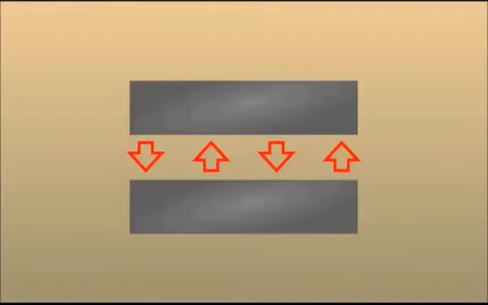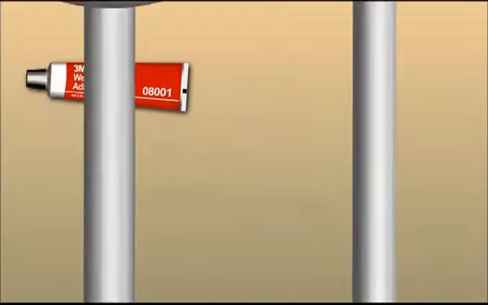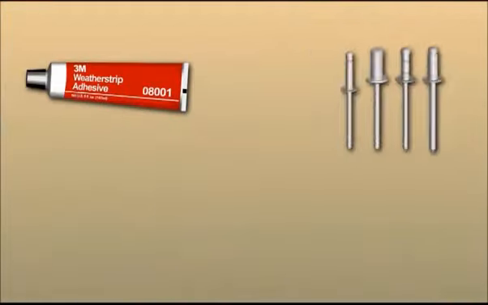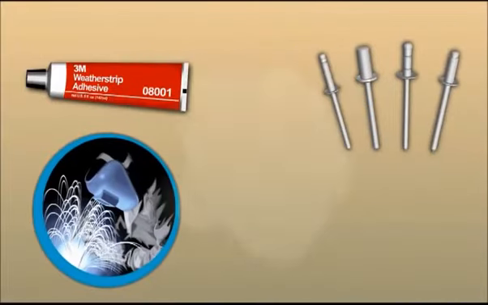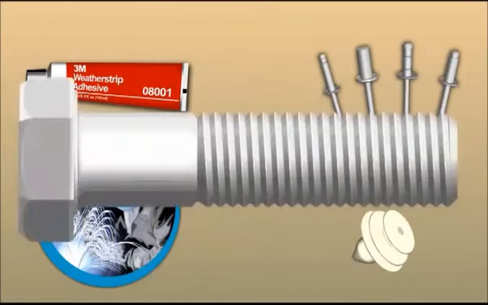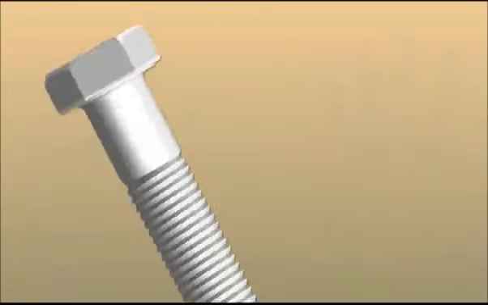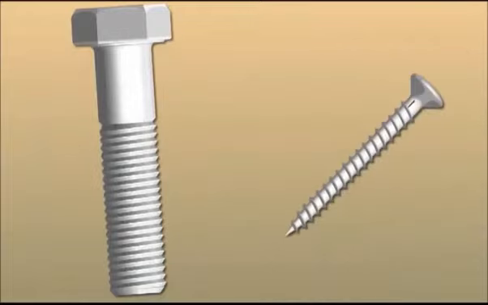A fastener is any item that's used to join two or more materials. This includes such things as adhesives, rivets, welds, plastic clips, and threaded fasteners.